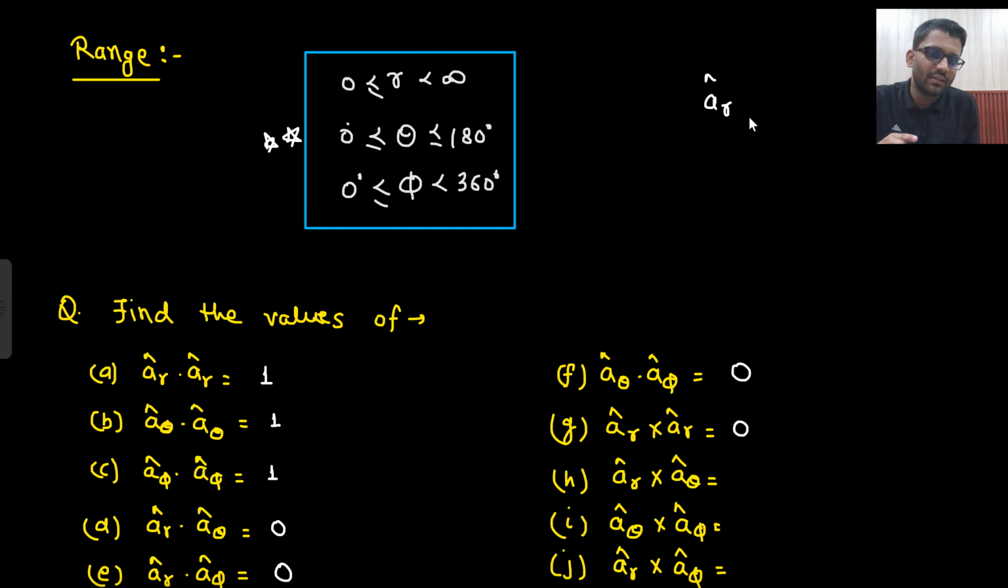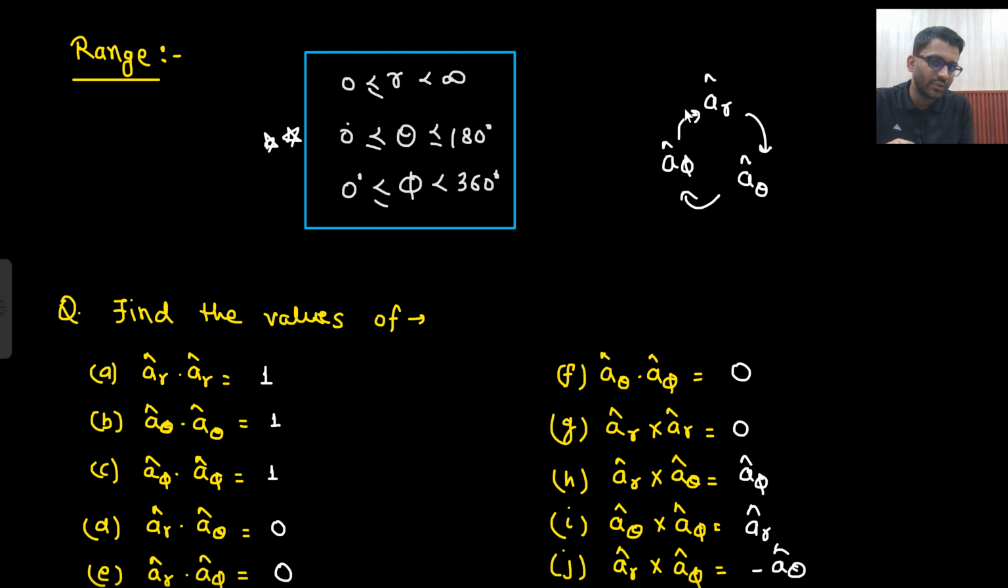What is this circular diagram? R theta phi. So AR cross A theta is A phi. A theta cross A phi is AR. A phi cross AR is A theta. So what they are asking, AR cross A theta is equal to A phi. A theta cross A phi is equal to AR. A phi cross AR will give me A theta. AR cross A phi will give me minus A theta. Opposite. So minus A theta. Right? So that's it.